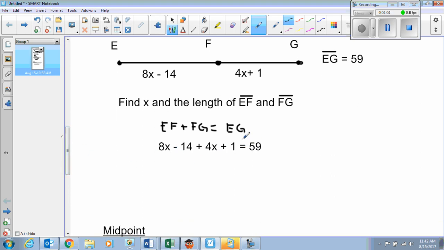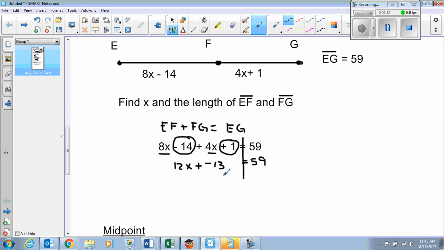The first thing we want to do is combine our like terms. Over here we have 8x and 4x, and they both have an x with them, making them like terms. So we can add 8x and 4x to equal 12x. If we look carefully, we also have another set of like terms, which would be -14 and +1. We add those together and it equals -13, because -14 plus 1 is 1 more than -14, which is -13. And that's going to equal 59.